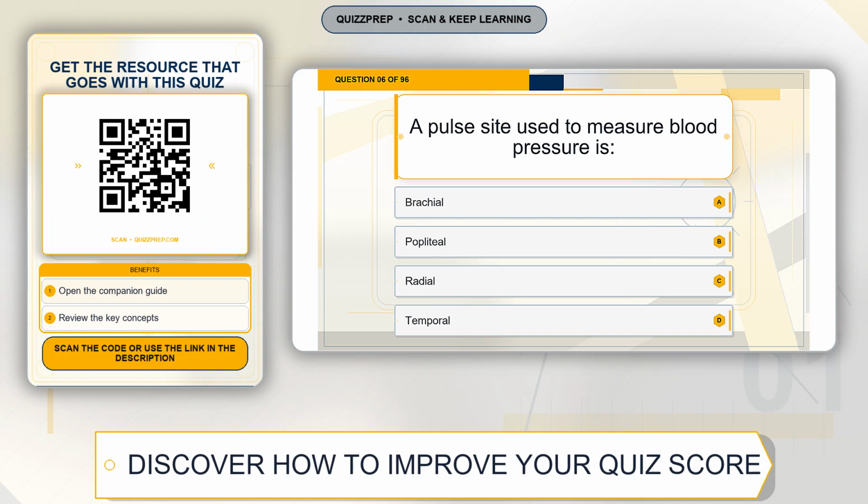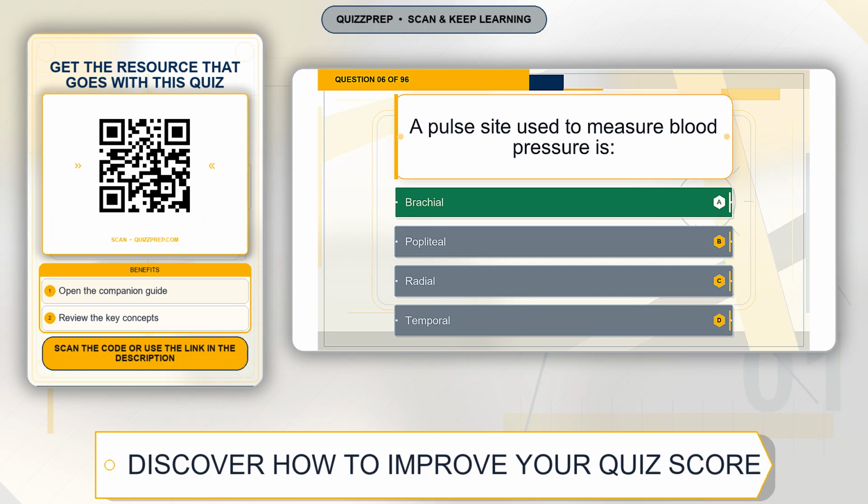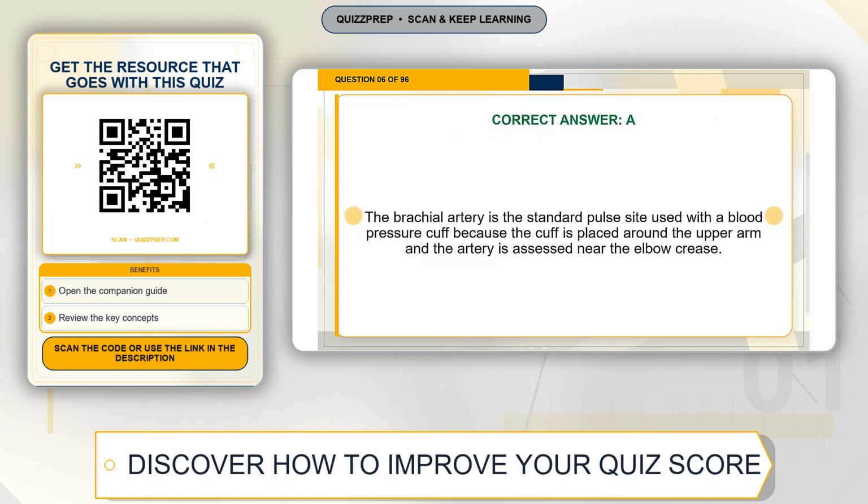Question 6. A pulse site used to measure blood pressure is: Option A. Brachial. Option B. Popliteal. Option C. Radial. Option D. Temporal. The correct answer is option A. Brachial. Explanation. The brachial artery is the standard pulse site used with a blood pressure cuff because the cuff is placed around the upper arm and the artery is assessed near the elbow crease.